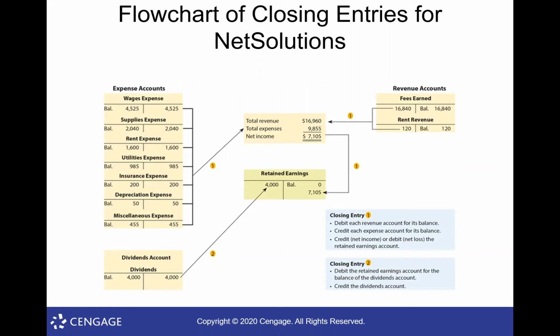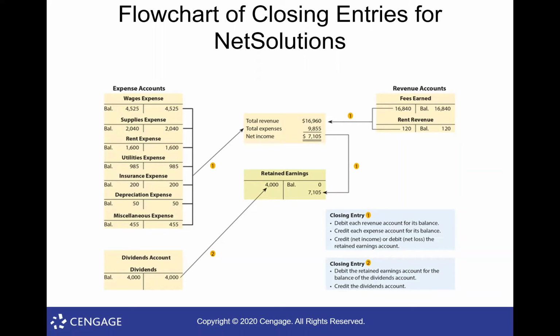So revenue and expenses close to the income summary for a moment. We get the balance, and then we close that balance, which is net income, straight to retained earnings. And then dividends, we just close straight to retained earnings without the income summary. Okay. So retained earnings will get 4,000 here. And the new balance.